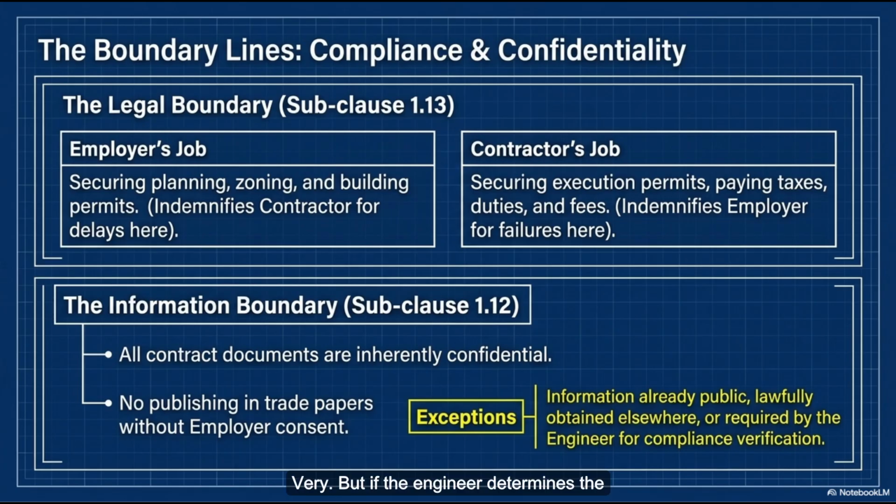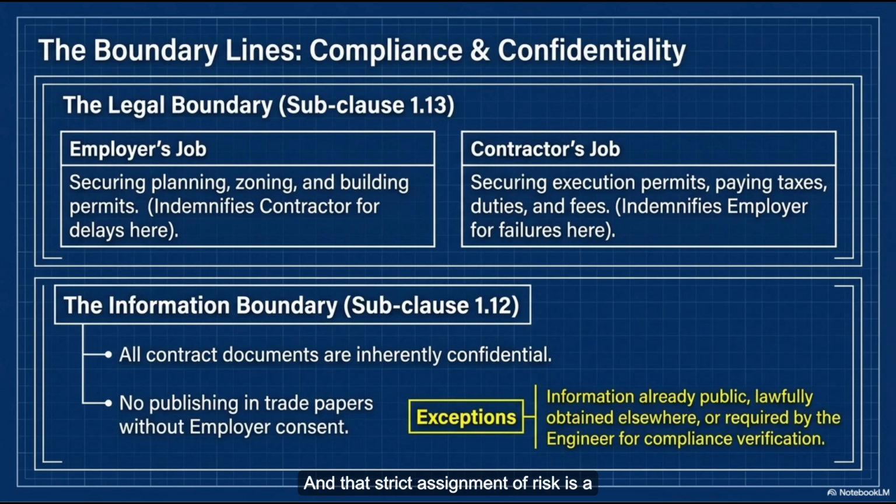Very. But if the engineer determines the error was, say, a deeply hidden geological anomaly that no reasonable amount of early scrutiny could have revealed, then it becomes a formal variation. Meaning the employer pays. Right. The employer has to pay the contractor extra time and money to fix the flawed design. It is all about holding the right party accountable at the exact right moment.